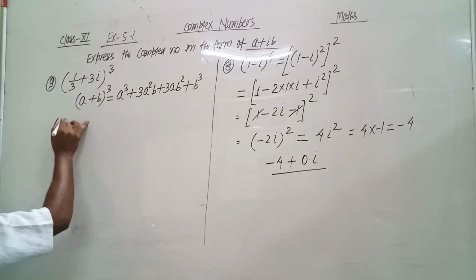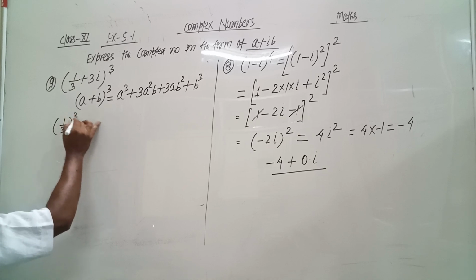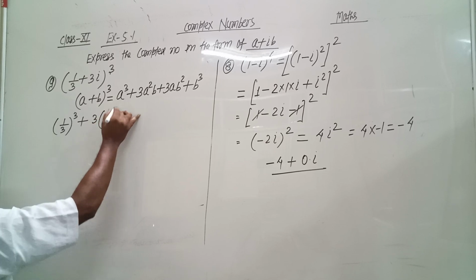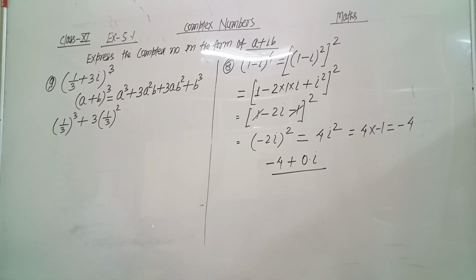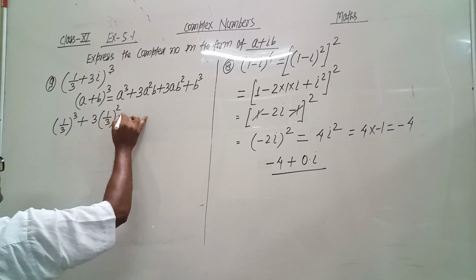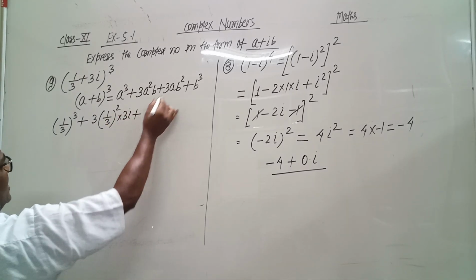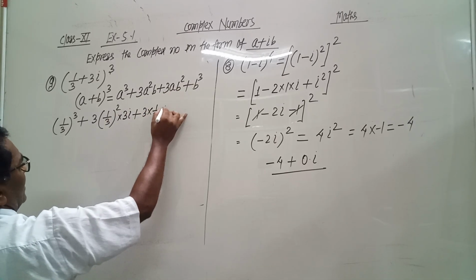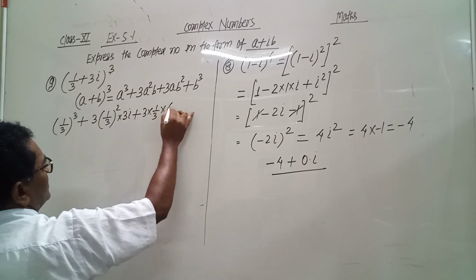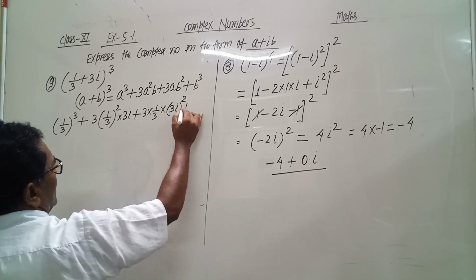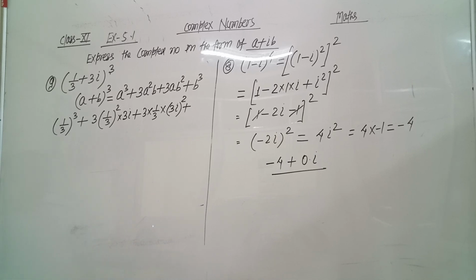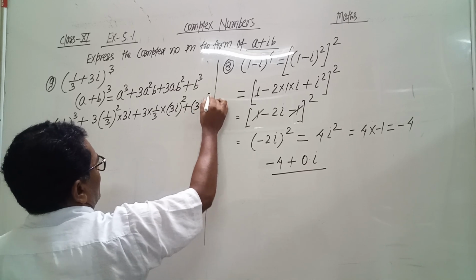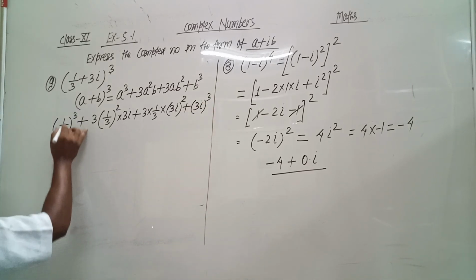So a³ means (1/3)³, plus 3 into a² means 3 into (1/3)² into b, where b is 3i, plus 3 into a, a means 1/3, into b² means (3i) whole square, plus b³, and the value of b is 3i, so (3i) whole cube.